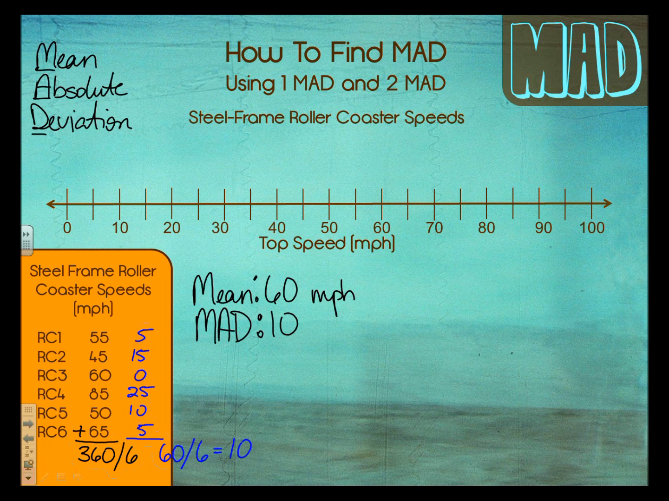And if you check out how to find MAD part 2, we'll show you what this looks like on this blank number line. How do we show that? And what is it even really telling us anyways?